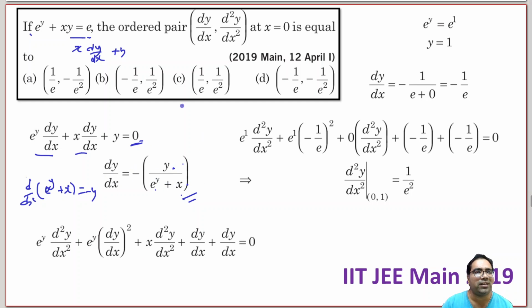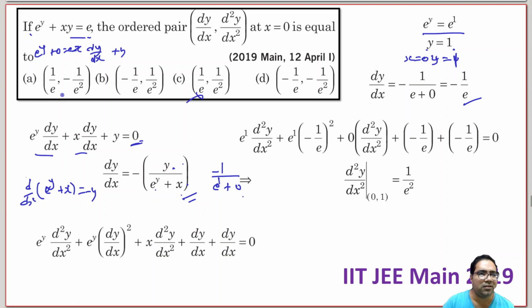First we have to find what is y when x = 0. Let us substitute x = 0 in this. So e^y plus 0 is equal to e. That means e^y equals e, that means y equals 1. So when x = 0, y is equal to 1. Then dy/dx will become minus of 1 by (e^1 + 0), which is nothing but minus 1 by e. Very good, fantastic. So dy/dx is equal to minus 1 by e.